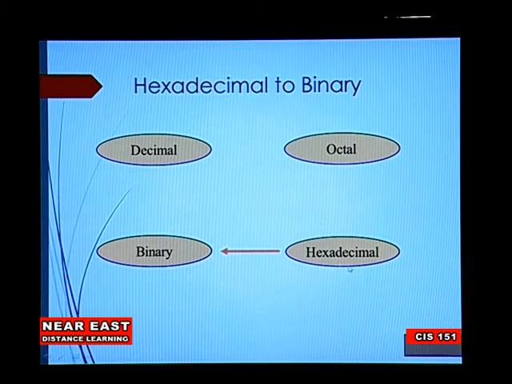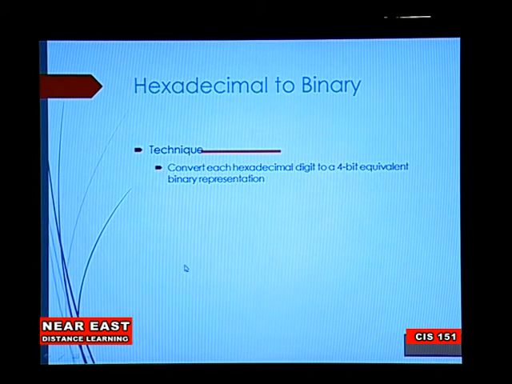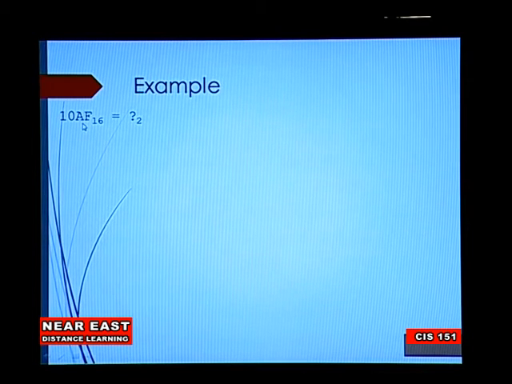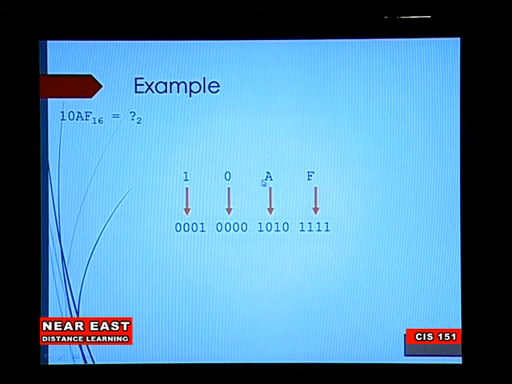Now I'm going to show you how to convert hexadecimal to binary, and this will be the last one we convert for today. Convert each hexadecimal digit to its 4-bit equivalent binary representation. So 10AF in base 16 equals what in base 2? Hexadecimal, base 16, to binary, base 2. We have here 10AF.